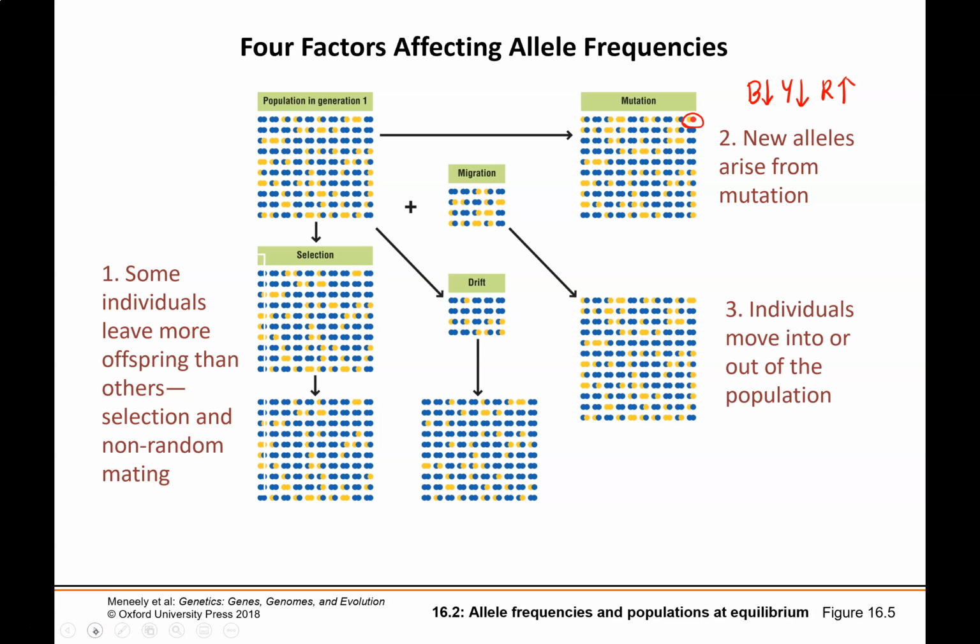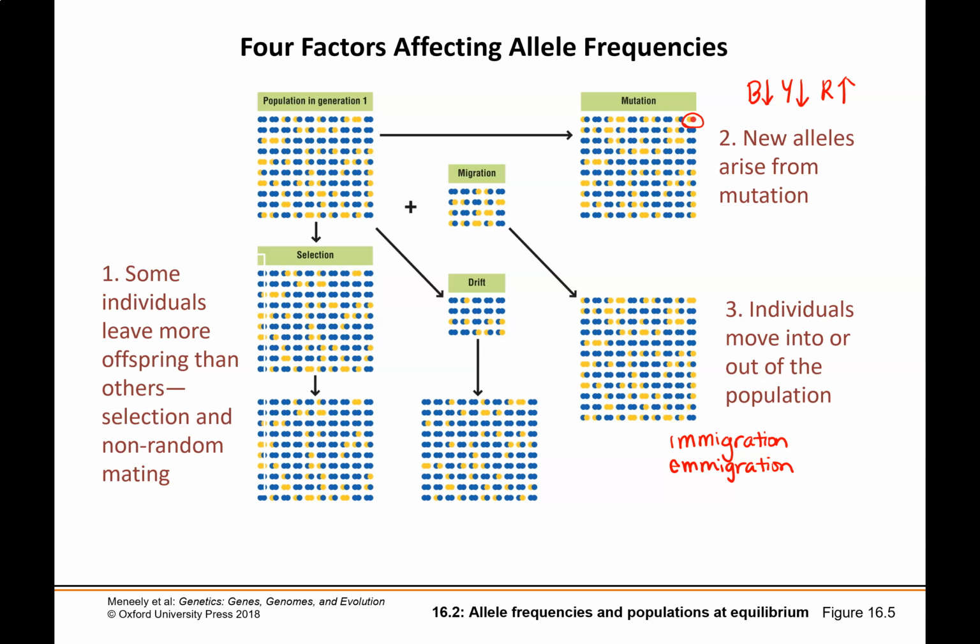Then we've got migration. So this can be immigration or emigration. So coming in or going out. That is going to affect the population depending on the allele frequencies in the other population. So if one of these alleles is really high in a neighboring population and those individuals come in, it's going to increase the allele, that, say, the blue allele in one population, and therefore decrease the yellow.